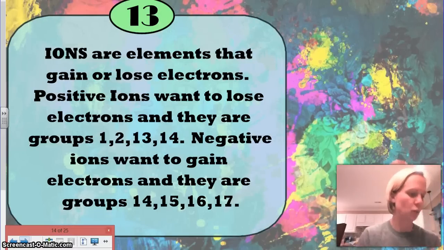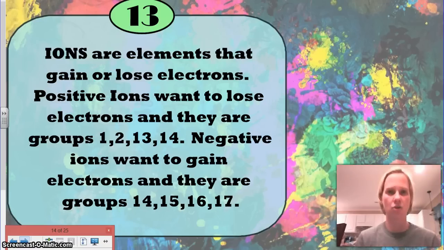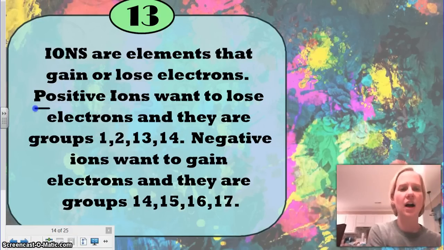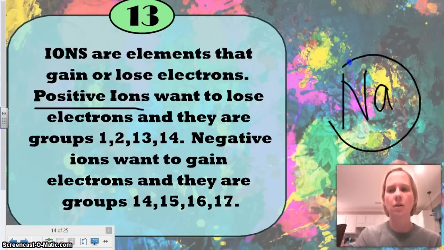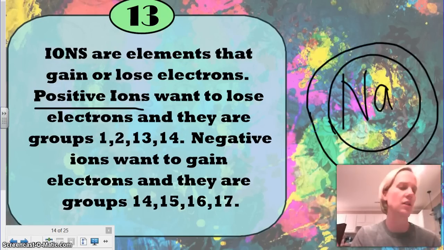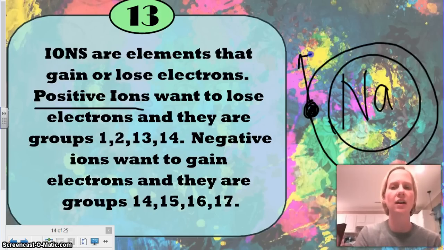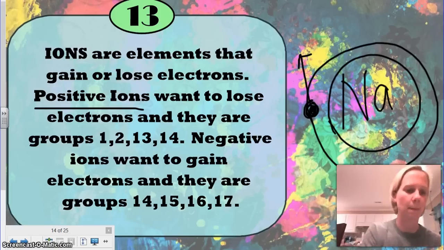Question 13 asks, what are ions? So an ion is an element that's going to want to gain or lose electrons. Okay. The positive ions want to get rid of an electron. And these are going to be found in groups 1, 2, 13, and 14. They're going to want to get rid of it. So remember, we want to think of sodium, okay? If I draw out sodium, its outer circle, which isn't the perfect drawing, actually just has 1 electron sitting there. So this is a positive ion. If it could get rid of that electron, it would be a very happy camper.